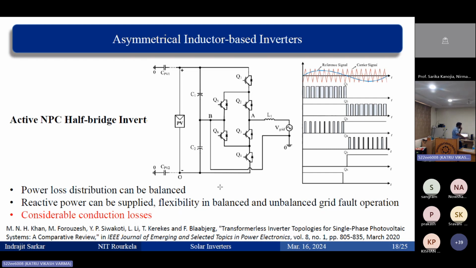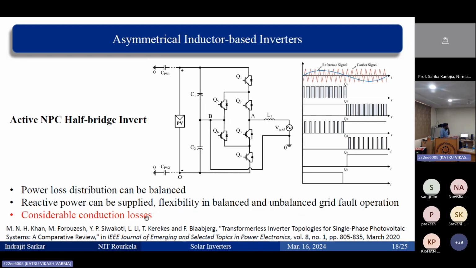Now what we have here, when you are adding an active switch, definitely we get flexibility. So we have more degrees of freedom that we are adding. So power loss now can be distributed and balanced. Now reactive power can be supplied. Reactive power can be supplied to the grid also under balanced and unbalanced grid fault operations. This is going to help the grid.